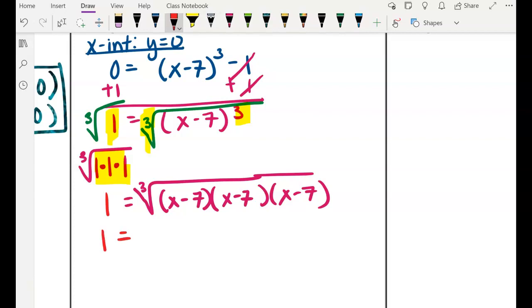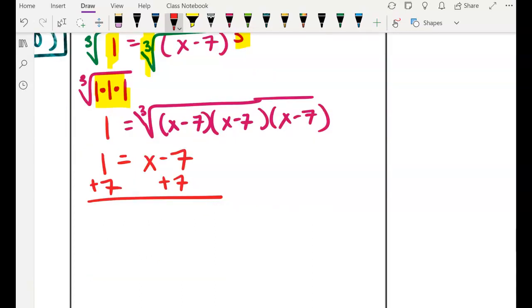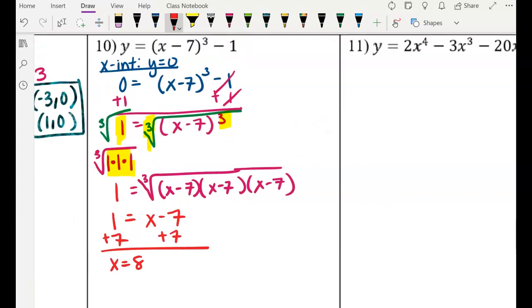So now we have 1 equals x minus 7. Add 7 to both sides. So our x is going to come out to be 8. So we have one x-intercept. Write it as an ordered pair: 8, 0. Box that up for the x-intercept.